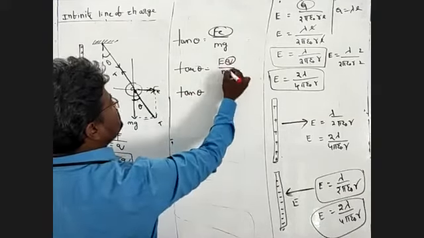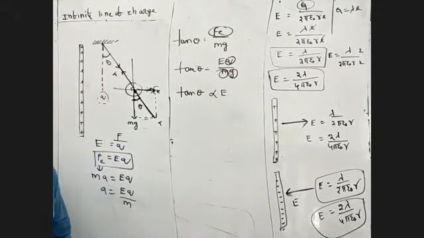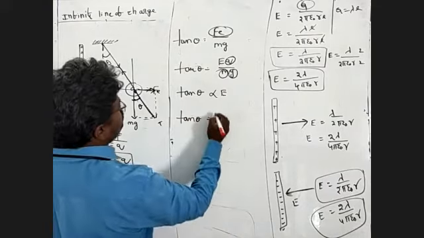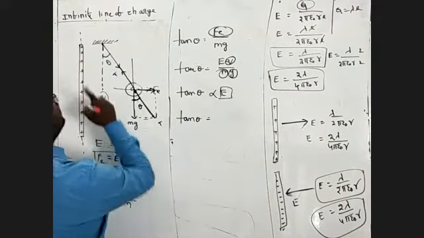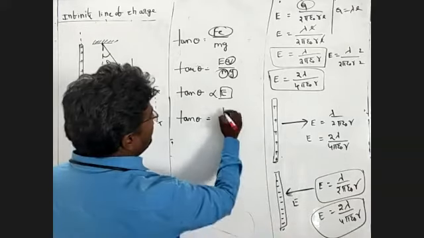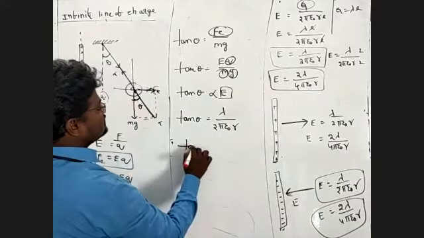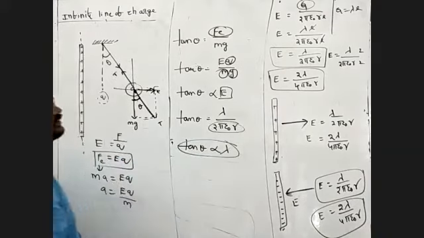So Q is constant, m is constant, gravity is constant, so tan theta is directly proportional to E. Here E is due to the infinite line charge, so E is lambda by 2 pi epsilon naught r. So tan theta is directly proportional to lambda, and the remaining are all constant. This is very, very important.